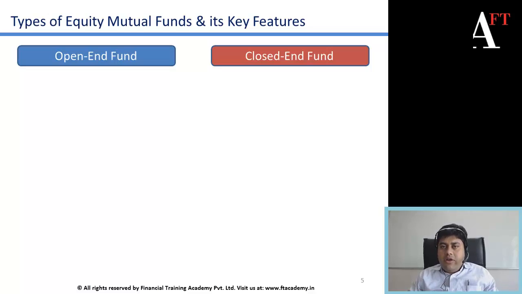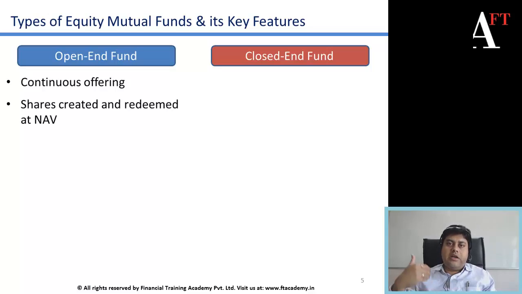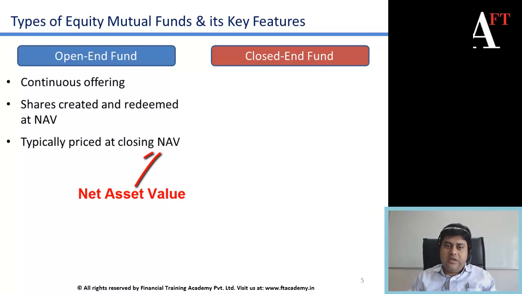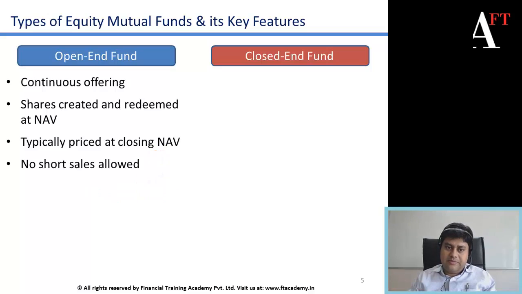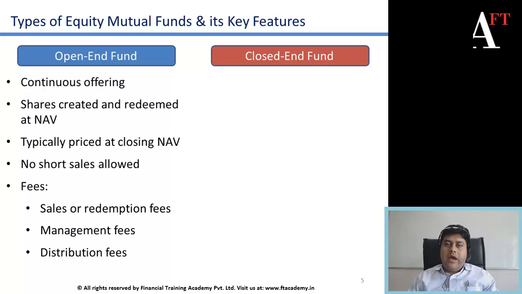Let's look at some of the equity mutual funds and their features. There are typically two types of equity mutual funds, an open-ended fund and a closed-ended fund. Let's look at their characteristics one by one. An open-ended fund is a continuous offering, which means there is no limit to the number of units that a fund can issue to the investors. The shares are created and redeemed at NAV, and this NAV is typically calculated at the daily closing prices of the underlying investments. There are no short sales allowed for open-ended mutual fund units. And the typical fees that an open-ended fund would carry are sales and redemption fees, management fees, and distribution fees.